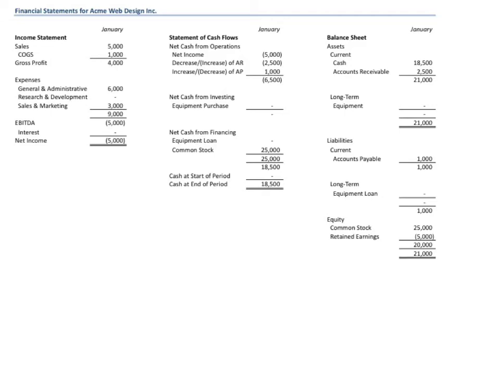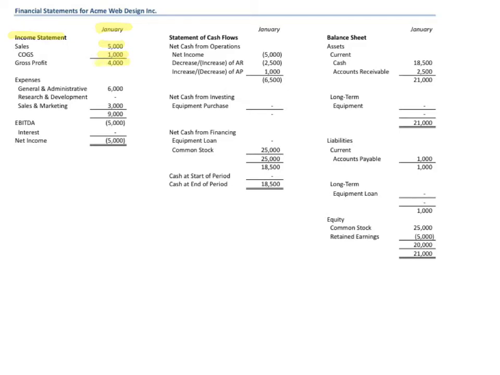Oh, one thing, by the way, and that is that you'll see negative numbers don't have a dash in front of them. They're represented with brackets around them. Okay, ready? Go. This is for January for Acme Web Design. The income statement starts off with sales of $5,000 and a corresponding cost of goods sold of $1,000. We know to subtract the 1 from the 5 to get to $4,000.